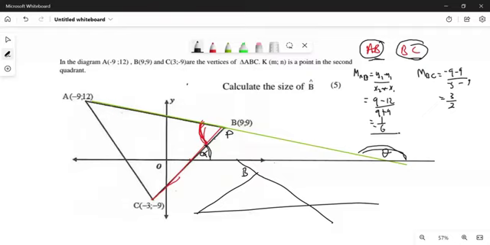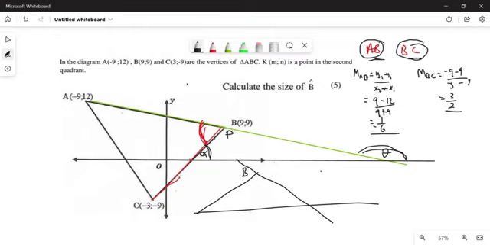Okay, so you got the M of AB and then you got the M of BC. So you have M of this line BC, and then you have M of this line, which is AB. And then from here, you're going to calculate the angle of inclination of these two lines. So after taking the gradient, then you're going to get alpha. Alpha is an angle between BC and the x-axis.